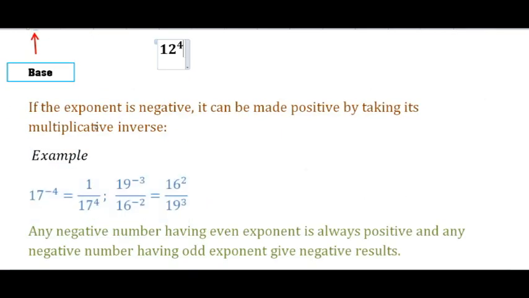Then here I have some points to remember. If the exponent is negative, it can be made positive by taking its multiplicative inverse. Here we have some numbers having negative exponents. Here 17 to the power minus 4 can be made into 1 by 17 to the power 4. So whenever you invert the base, 17 becomes 1 by 17, and the power minus 4 will become plus 4. If 19 to the power 3 divided by 16 to the power 2 is given, then to make the exponents positive you take the multiplicative inverse, that is 16 by 19, and the power will become positive.